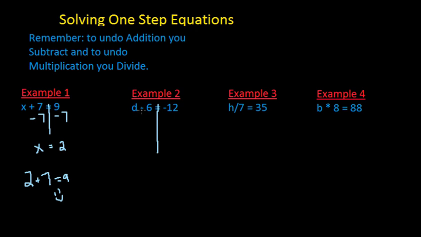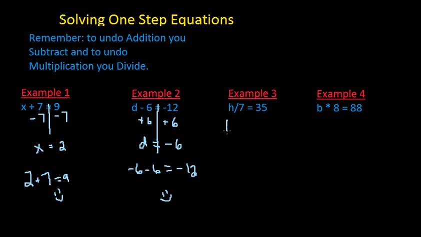So we have d minus 6 is equal to negative 12. So I know the opposite of minus 6 would be plus 6. So if we do plus 6 on the left, we have to do plus 6 on the right. And that's the nice thing about drawing this line. I know that I have to do the same thing on both sides of that line. So I'm left with d equals negative 12 plus 6, which is negative 6. And so if we check negative 6 minus 6, does that equal negative 12? And yes, it does.